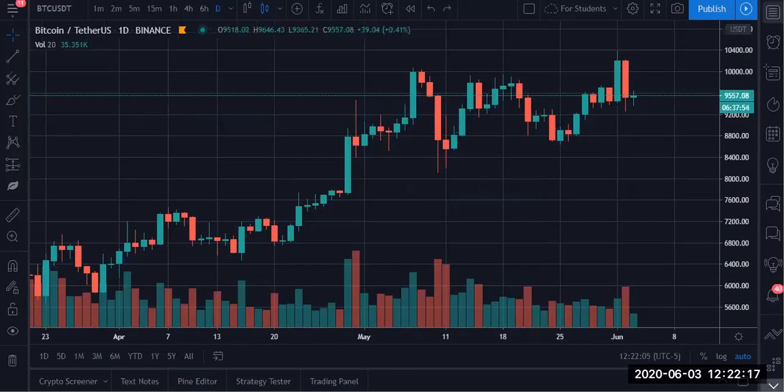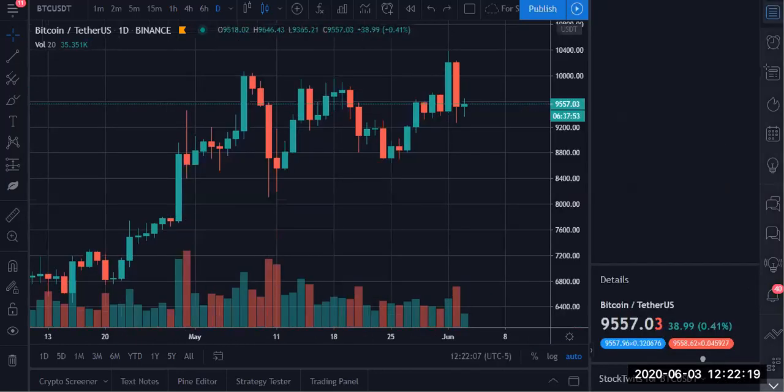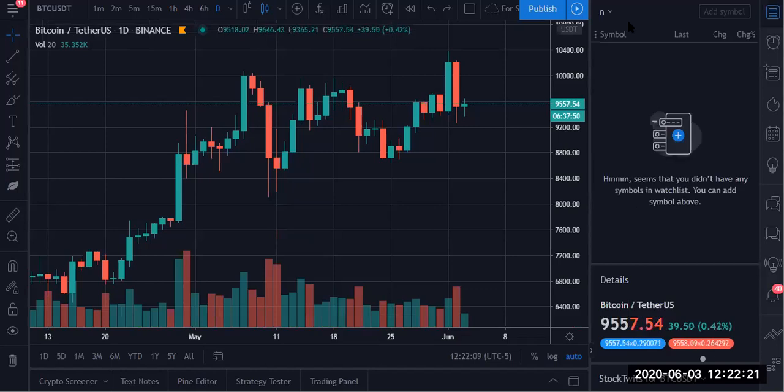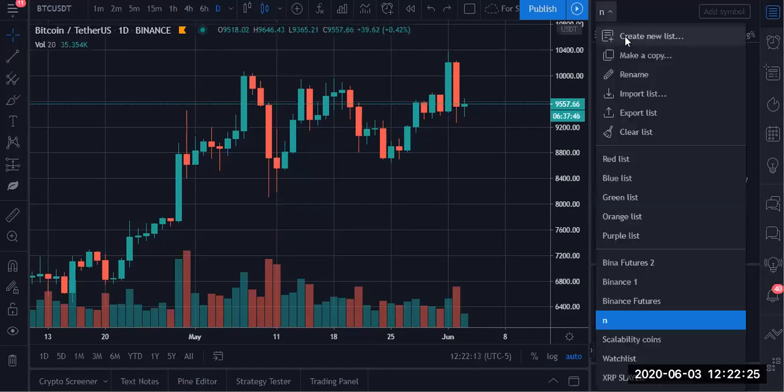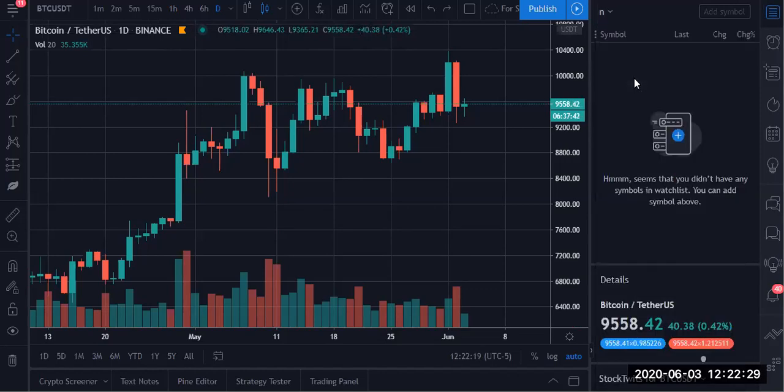So also over here, you see this little triple tab there. It's going to have your list. So we're going to create a new list. I named this one, so let me rename this for students. Binance futures. Okay, we're going to set this up to Binance futures because that's what we're going to focus on here.